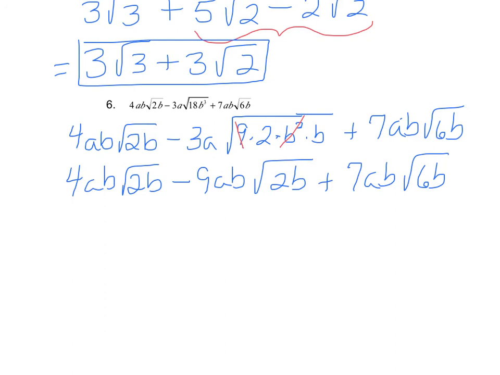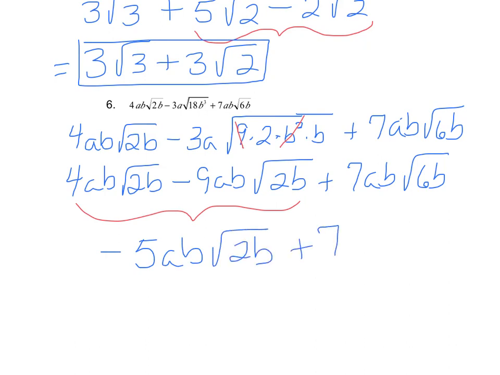The first two are 2b's, the last guy's is 6b. So the only guys I can put together are the first two. So 4ab radical 2b minus 9ab radical 2b is going to give me negative 5ab radical 2b, and then you bring down the plus 7ab radical 6b. Even though 5 has an ab with it and 7 has an ab with it, you have to have like radicals to put them together. And in this case, you don't. So, that's my final answer.